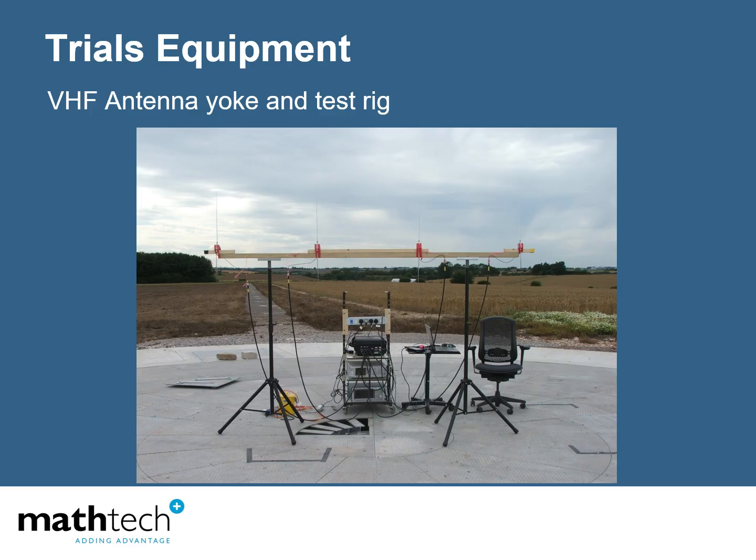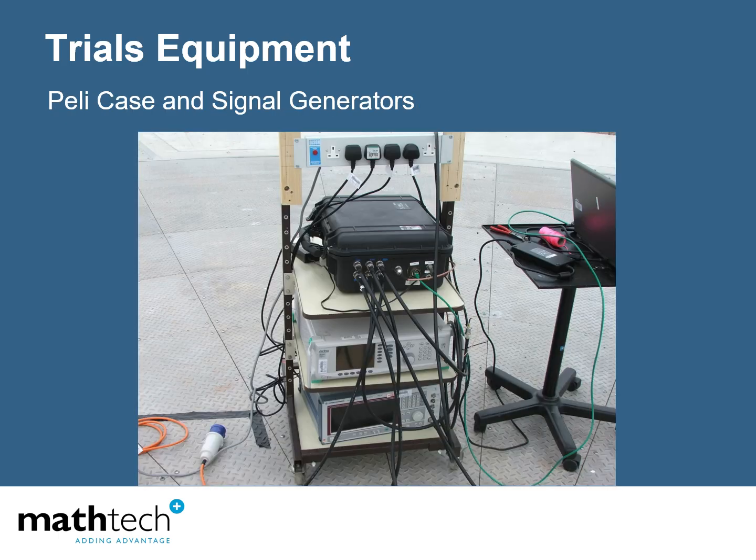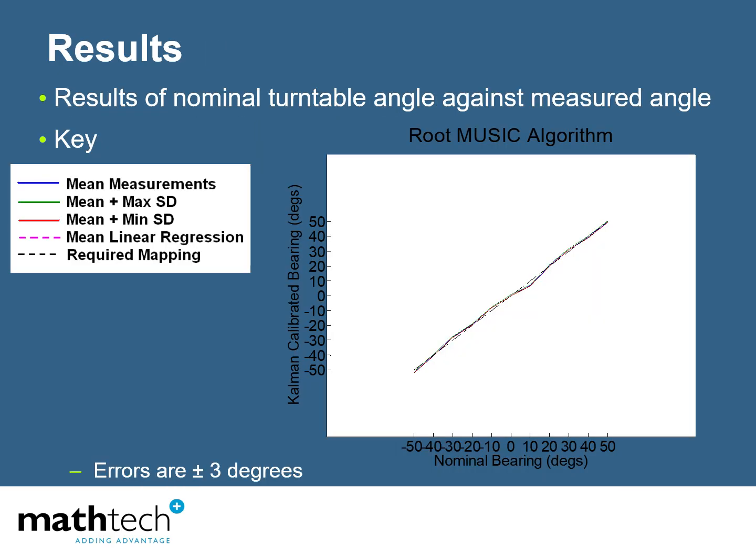The antenna, yoke and test rig. The USRP and mixing wiring inside the Pelican case. The Pelican case and signal generators. The final results are presented here. Matched against various statistics, they show a remarkably accurate prediction, with a maximum error of plus or minus 3 degrees.